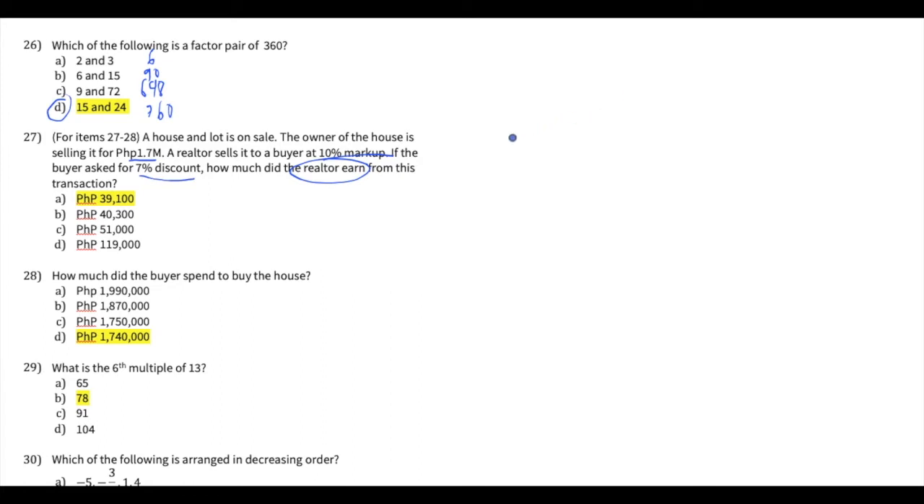Our selling price is going to be 1.7 million, or let's simply write 1.7 times 1 plus 0.1. Ito yung 10% markup. Okay, pwede rin na i-multiply nyo muna siya sa 10% markup to get the markup value, sa kanya i-add sa 1.7. Pero pwede natin ito gawin. So, 1.7 times 1.1, that's equal to 1.87.